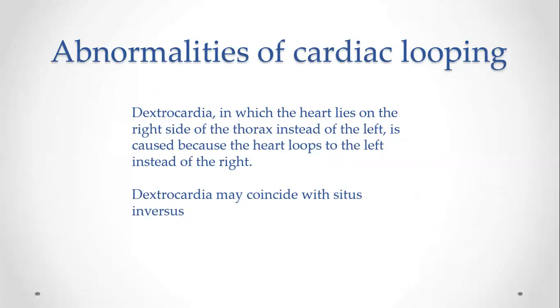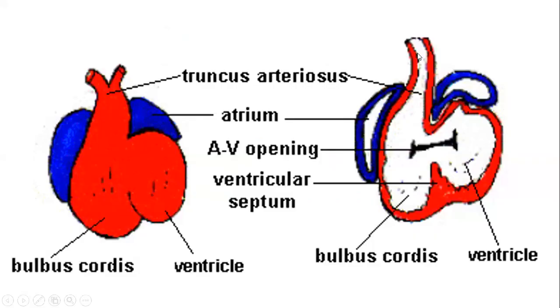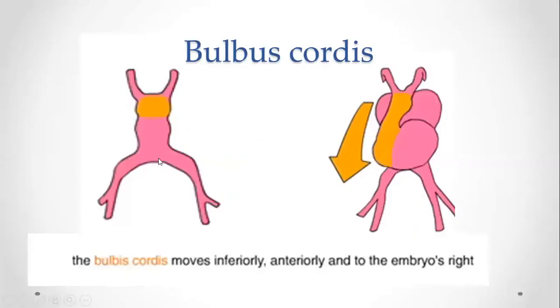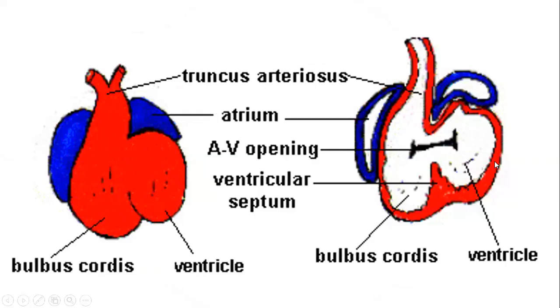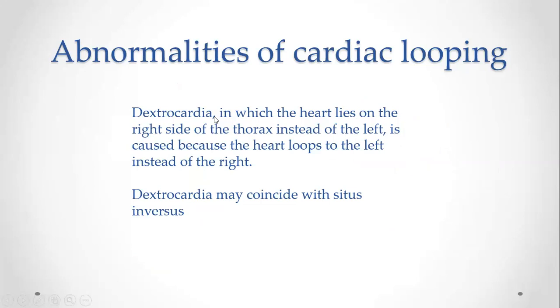Before we go further, we should know what happens if this cardiac looping becomes abnormal. So, the abnormalities of the cardiac looping. Cardiac looping is this: from a long tube, it is now getting folded. If this folding goes abnormally, what happens? Then it leads to a condition called dextrocardia.